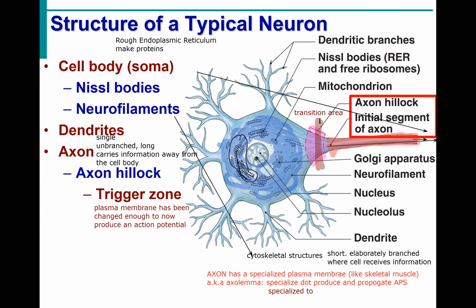Yeah, you can call it trigger zone as opposed to what? The area where you first produce the action potential is the trigger zone, but it's within the axon hillock. So the axon hillock and the trigger zone are not the same thing. The axon hillock is the area of transition, right? That's the key. The axon hillock is the area of plasma membrane transition. And that one location in the axon hillock where it is finally changed enough to produce an action potential is the area that we call the trigger zone. All right, so does that differentiation make sense?